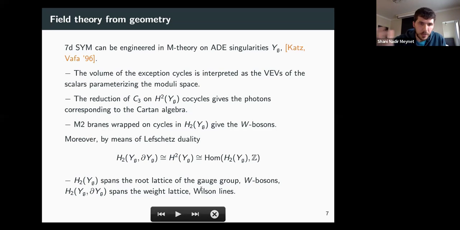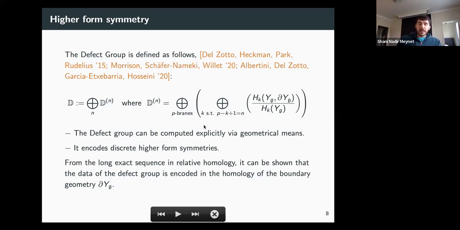Okay, this is just to make the correspondence between these two theories, the geometry and the field theory, a bit clearer. From this correspondence, now we can read off what is called the defect group. The defect group is a name we give to the set of extended symmetries of our theory. These are the symmetries that act, for example, on Wilson lines or topological surfaces and other extended operators in our theory.